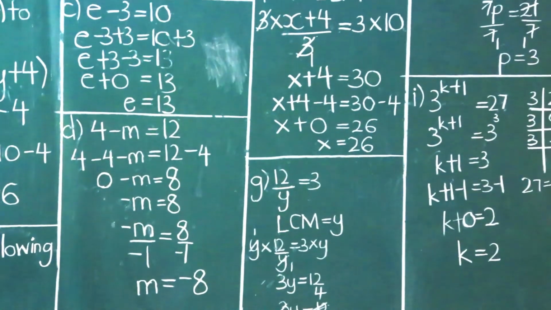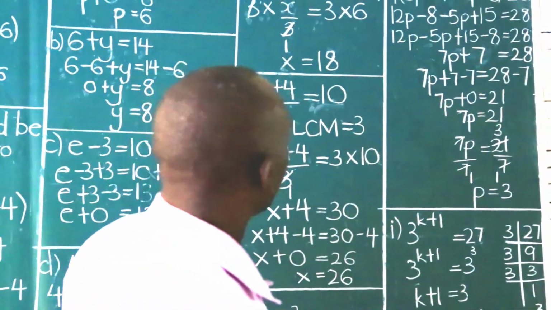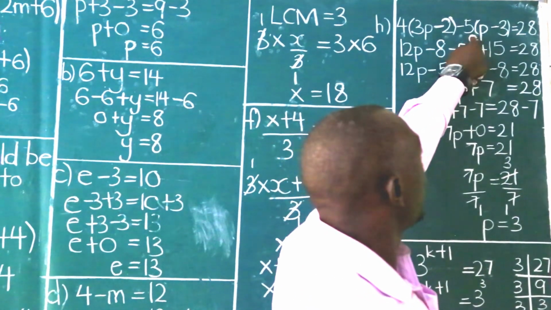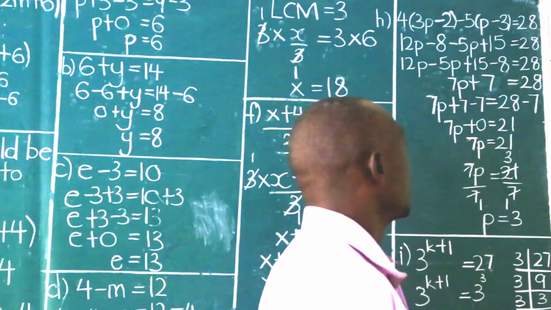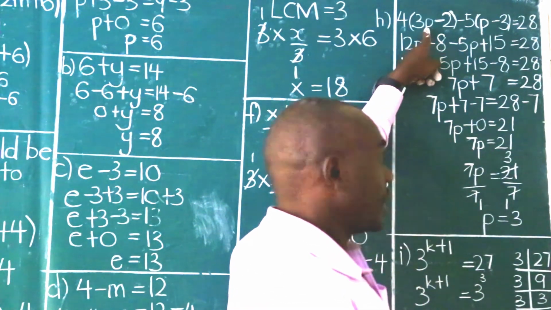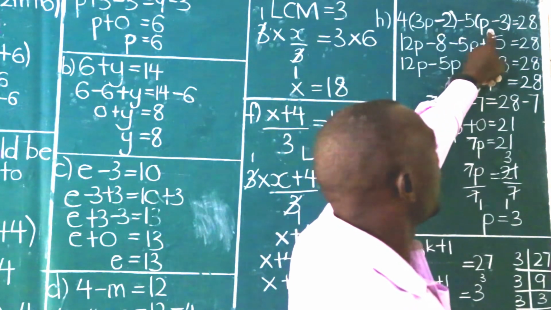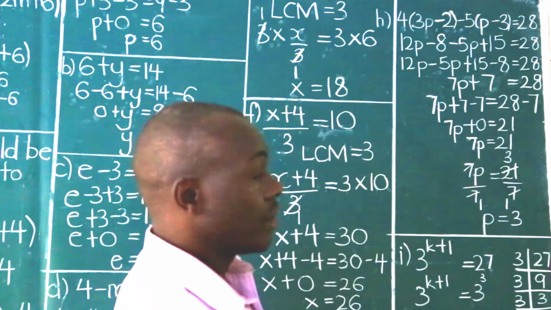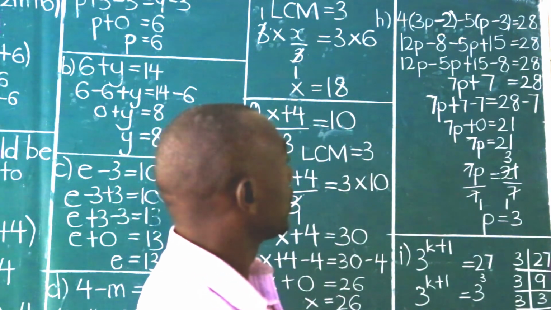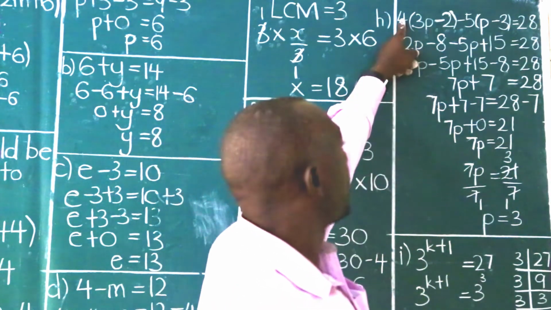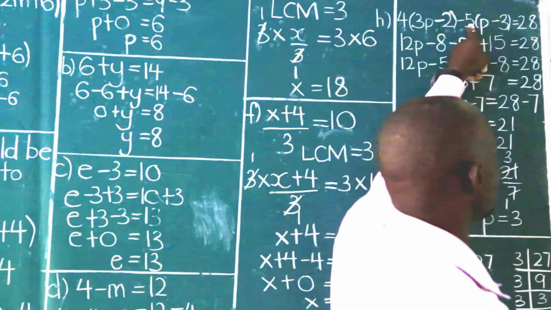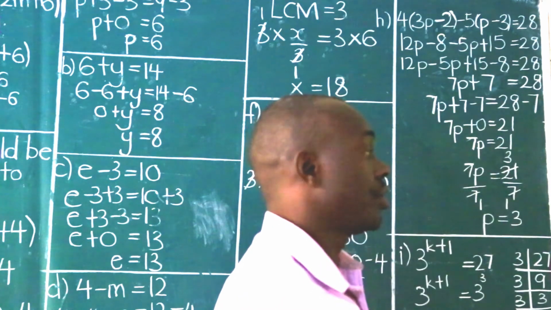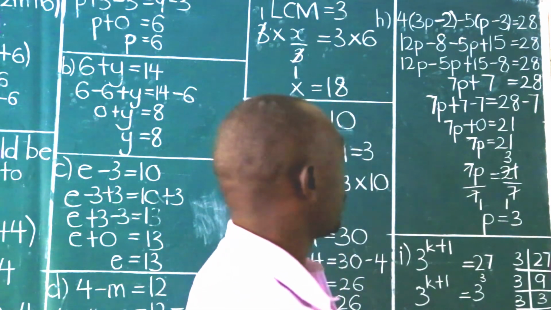Before we go to part H, which tells us to solve for p, given that 4 into (3p minus 2) minus 5 into (p minus 3) is equal to 28. Now, as I said before, we start by opening the brackets, and remember, a positive opener does not change any sign inside the brackets, whereas the negative opener does change every sign inside the brackets. Please ensure that is maintained here.